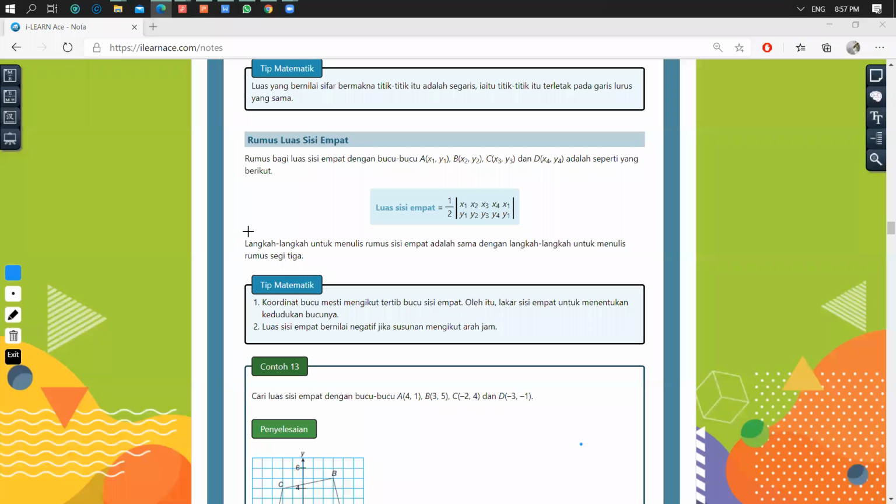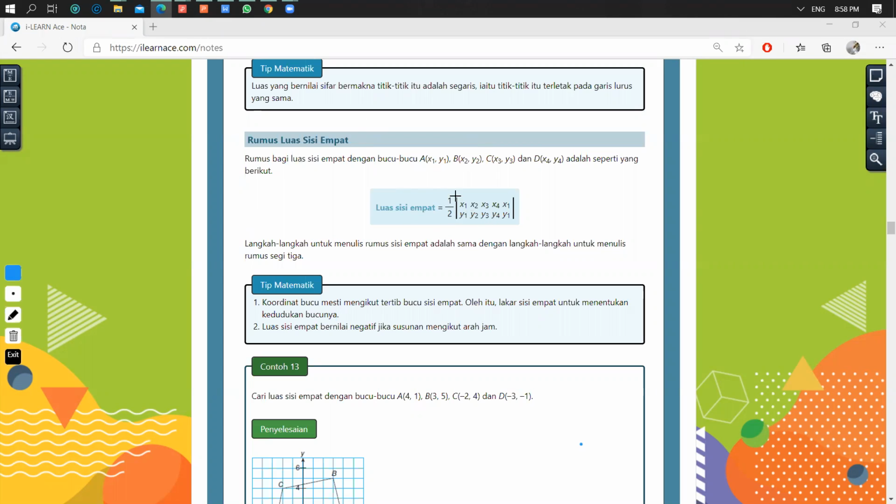Okay, now this should be the second last of this chapter. Now it's about the area of polygons. If you are given the coordinates of the 4 points, or actually not just 4 points, as long as you are given the coordinates of the points, you can find the area by using this formula.